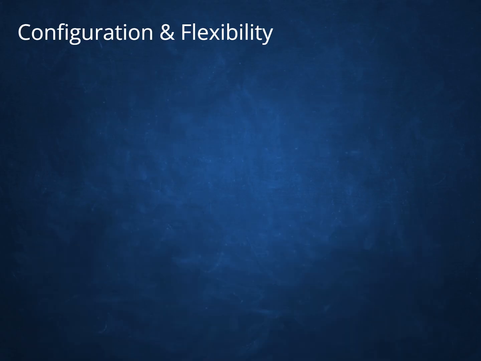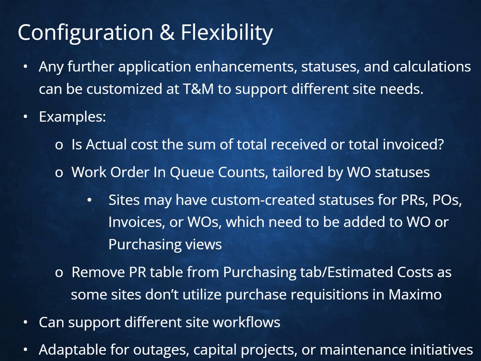Configuration and flexibility. Any further application enhancements, statuses, and calculations can be customized at T&M to support different site needs. Examples: Is actual cost the sum of total received or total invoiced? Work order in queue counts, tailored by work order statuses. Sites may have custom-created statuses for PRs, POs, invoices, or work orders, which need to be added to work order or purchasing views. Remove the PR table from the Purchasing tab/Estimated costs, as some sites don't utilize purchase requisitions in Maximo.